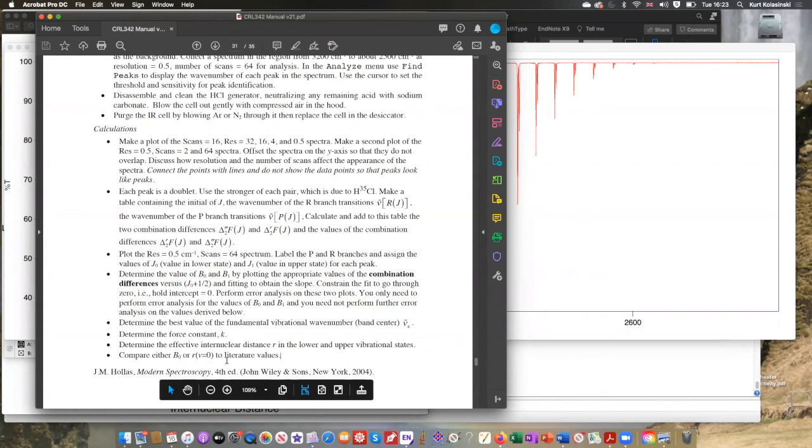Compare the ground state values to literature. You might be able to find them here. You can also find them in the NIST web book. Great source of information there for the spectroscopy of diatomic molecules.